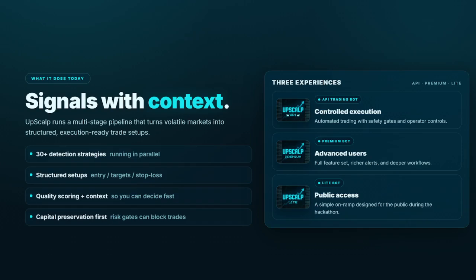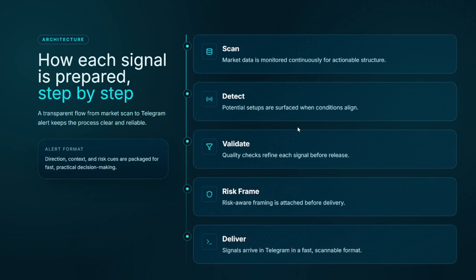So when the strategies detect the signal, it passes it through the quality scoring, but also lots of risk gates to make sure that we're minimizing. When I've been working on it, I've been thinking, I want something that maximizes my gains and reduces dumb risk. So the risk gates reduce your dumb risk. That's what we're looking at. How each signal actually goes through the architecture of it.